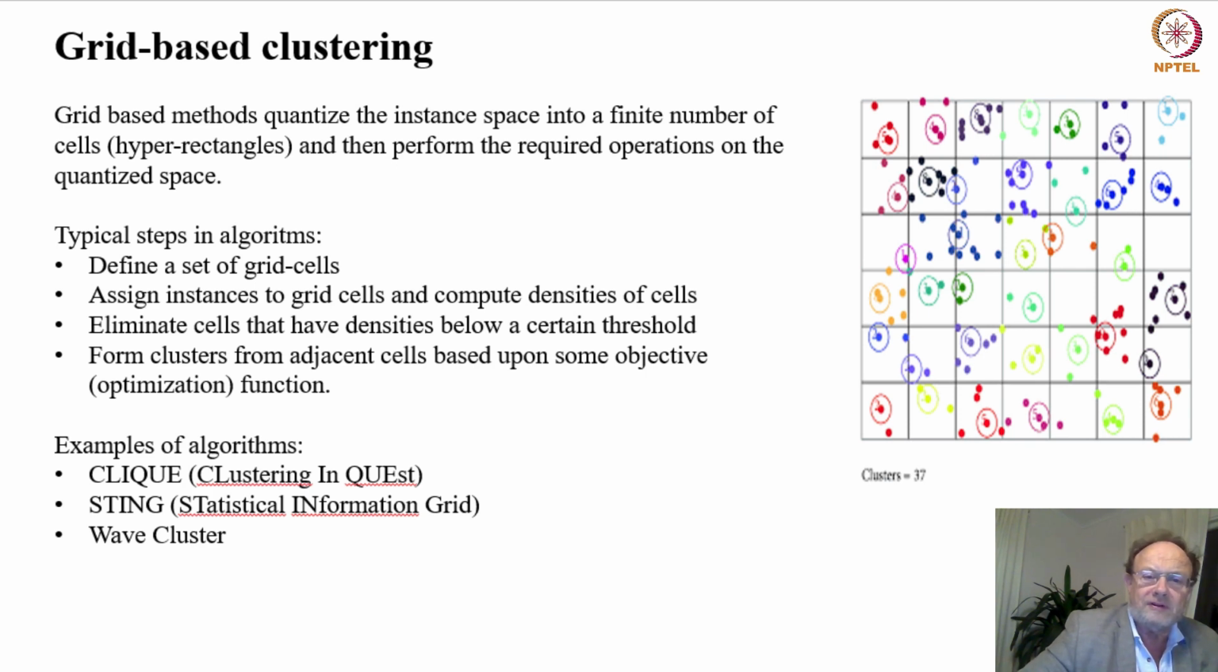Typical steps in this kind of algorithm are to find a set of grid cells, assign instances to the grid cells, and compute densities of the cells. Eliminate cells that have densities below a certain threshold. Form clusters from adjacent cells based upon some objective optimization function. So actually one could say that grid-based clustering is density clustering of a certain kind, also with this introduction of this kind of grid structure.